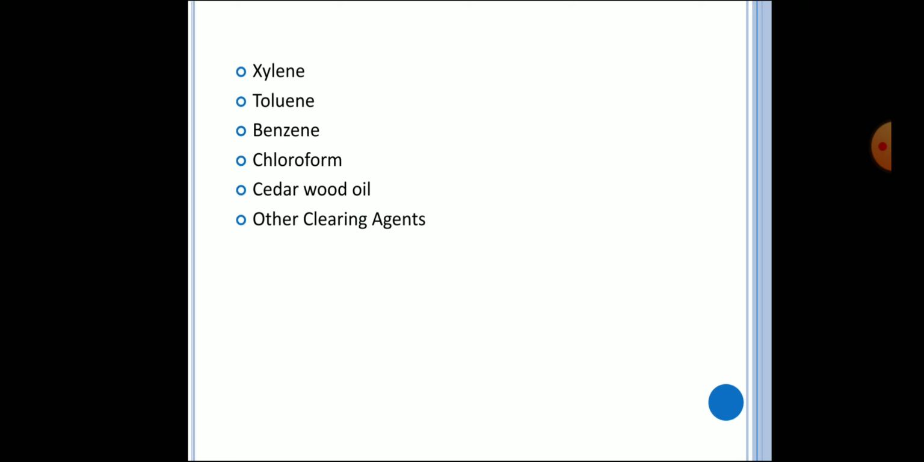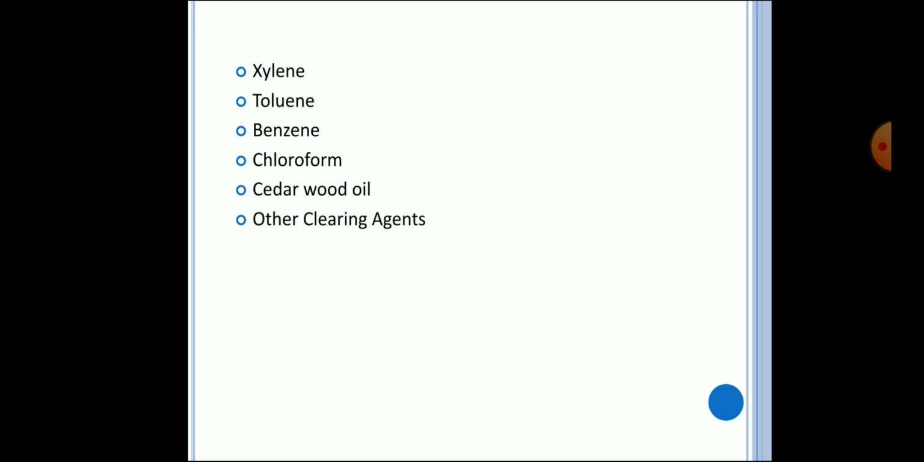The next clearing agent is toluene. It is satisfactory for routine work. Toluene is slower than xylene in action. Otherwise, in general, it is similar to xylene. It has practically superseded benzene because its fumes are less toxic.